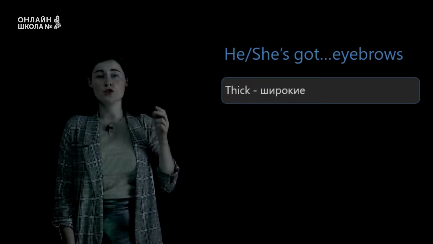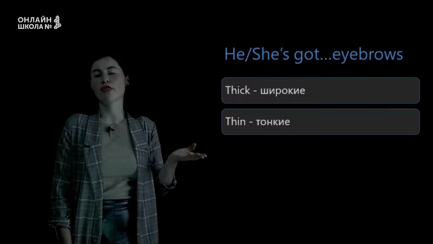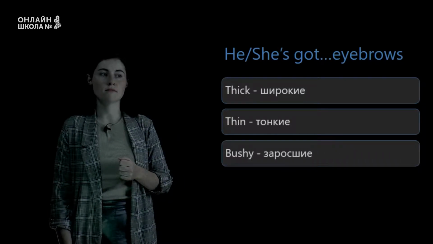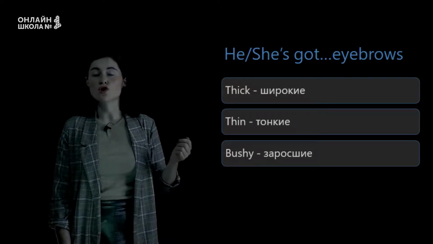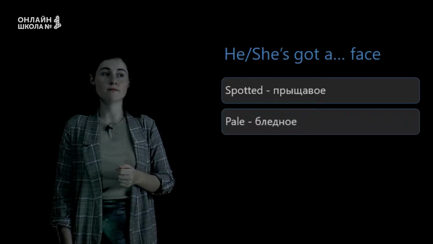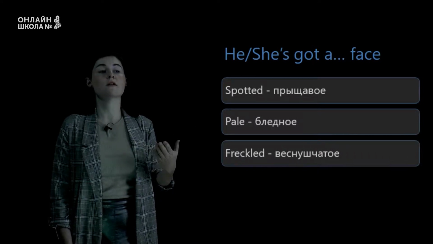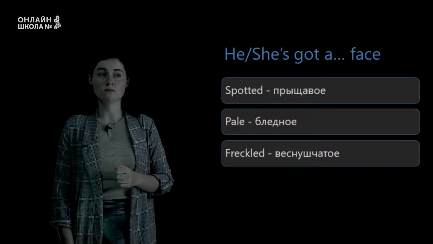Then the eyebrows. She's got thick eyebrows. He's got thin eyebrows. And he's got bushy eyebrows. Then the face. He's got a spotted face. She's got a pale face. She's got a freckled face.